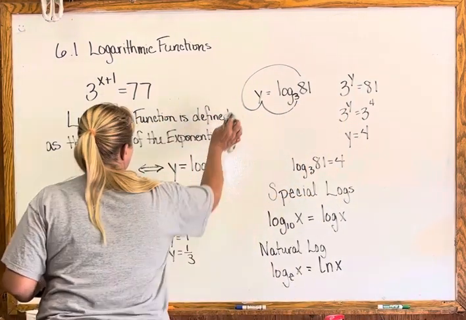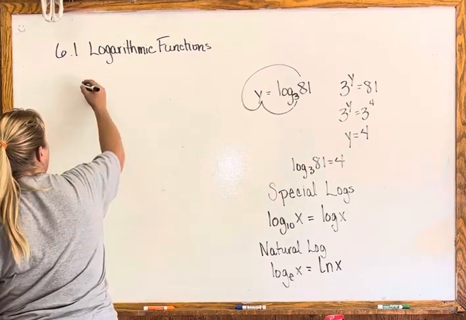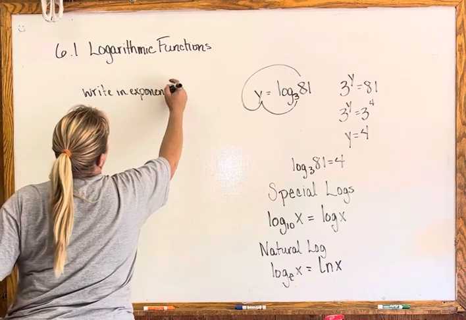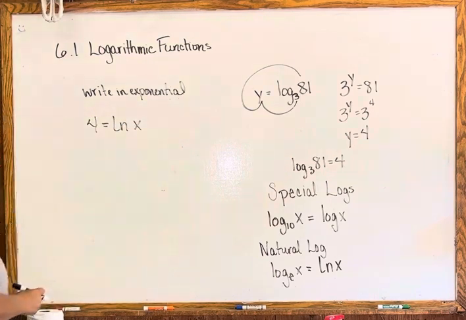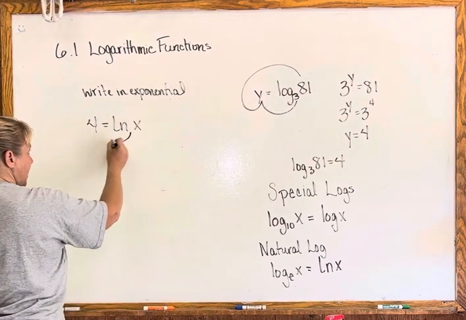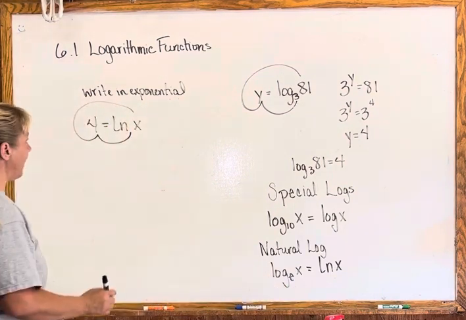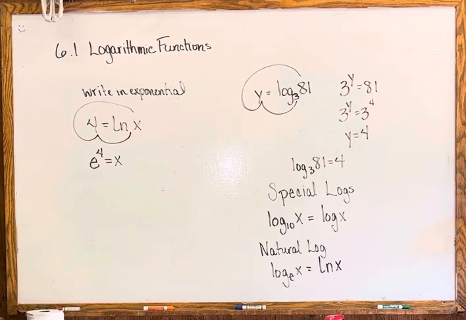So you might be asked to, let's say that it says, write in exponential, and it gives you 4 equals ln x. So we want to write this in exponential, and like we saw over here, we start with the base first. So we're supposed to start here and make this little swoopy thing. Well, there's no base there, but you have to remember that there's actually an e there. So this would look like e to the 4th equals x. Okay. And we'll deal with plugging things into our calculator, I think in the next lecture. But right now, we just need to rewrite things.